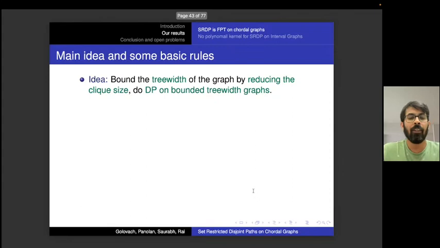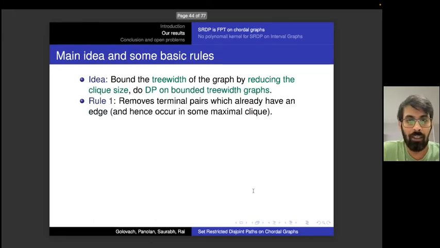So what is our idea? The idea is to bound the treewidth of the graph by reducing the clique size, because the maximum clique size is the maximum bag size in the tree decomposition. If we reduce the clique size, then the treewidth also gets bounded, and then we do dynamic programming on bounded treewidth graphs. That is the main idea for showing FPT. So if we can reduce the clique size as a function of k alone, then it might work.